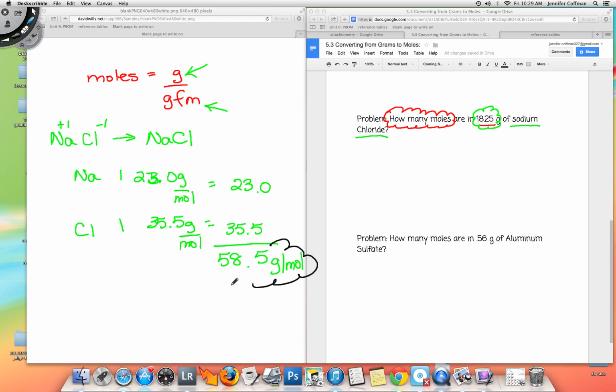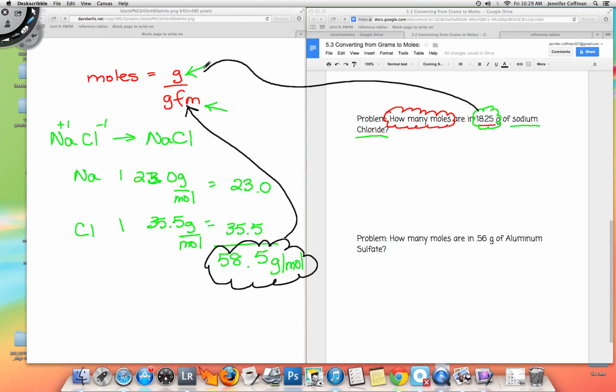This number goes there. Okay? This number is going to go there. So we've got 18.25 divided by 58.5. Let's do it over here, just so that I have some room. So we're going to write moles. Don't be lazy. Write everything down. You got your grams, which is given, which is 18.25, with the units, grams, divided by 58.5 grams per mole.